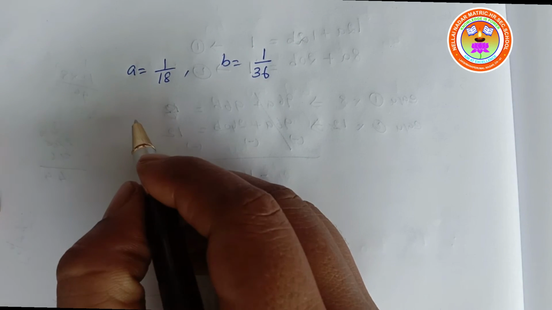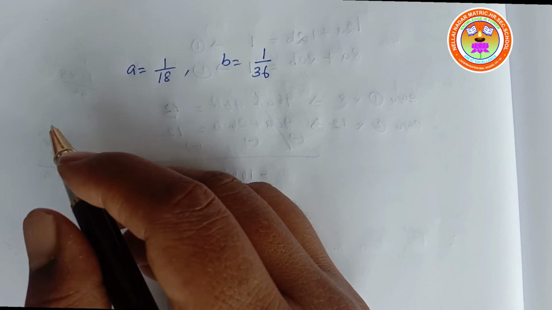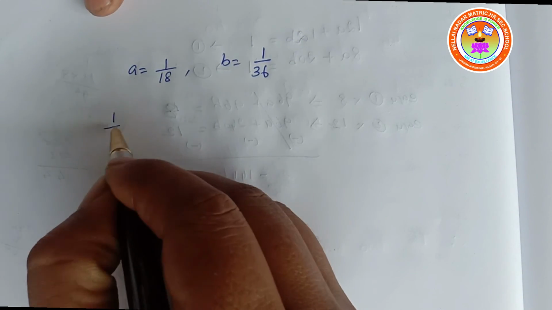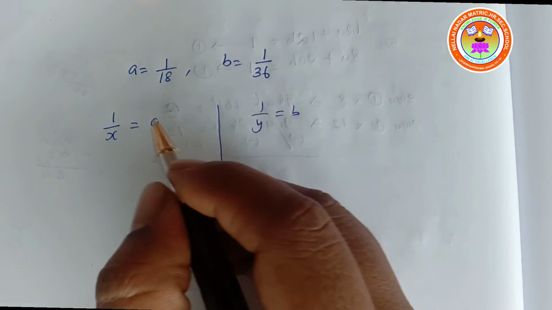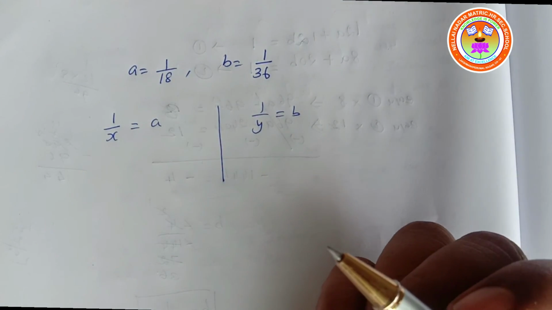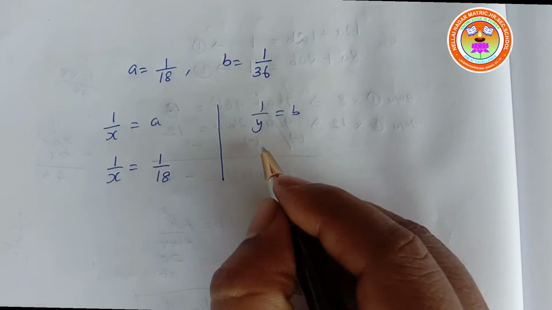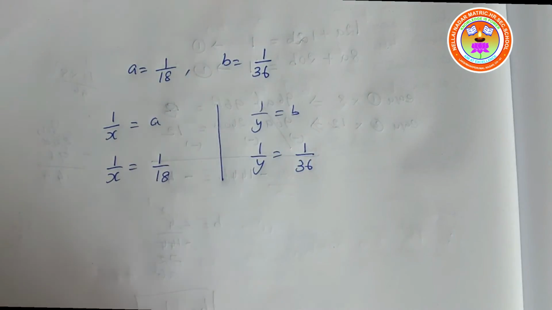Actually you have to find x and y. Time taken for one Indian is x, time taken by one Chinese is y, we have taken, right? We have taken 1 by x is equal to a, and 1 by y equal to b. You have to change a as x and b as y. So 1 by x is equal to a value, which is 1 by 18. 1 by y equal to b value as 1 by 36.